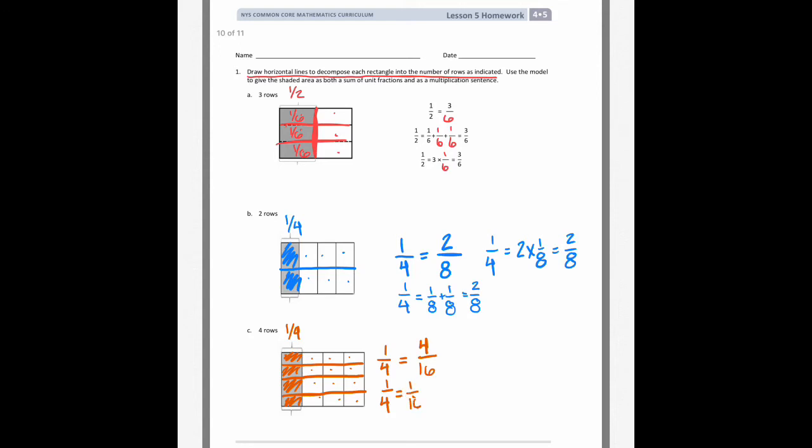I could write this as an addition equation. 1/4 equals 1/16 plus 1/16 plus 1/16 plus 1/16, which is equal to 4/16. Or I could write it as 1/4 equals 4 times 1/16, which is equal to 4/16.